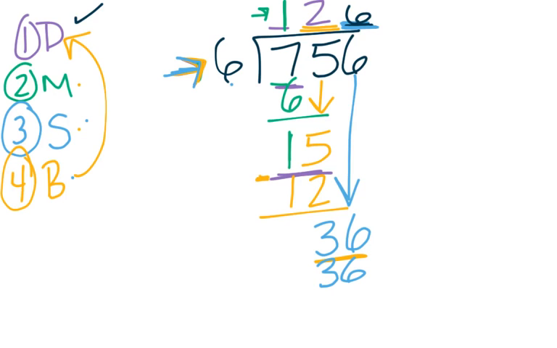We go to step number 3, that's subtract. I'm left with 0. I don't have anything else to bring down. What I have left is less than my divisor, so I have a quotient of 126. 4 steps along division.